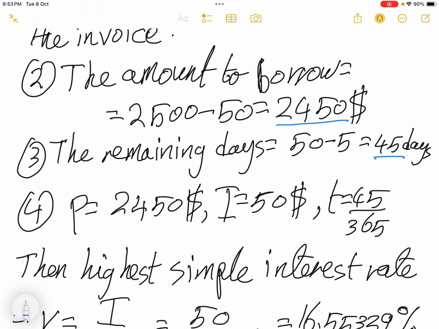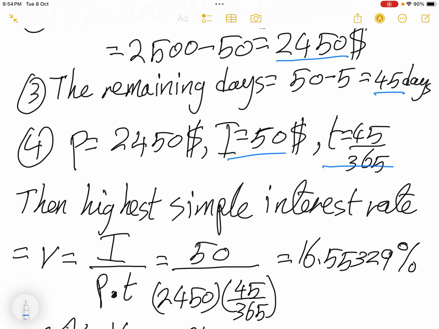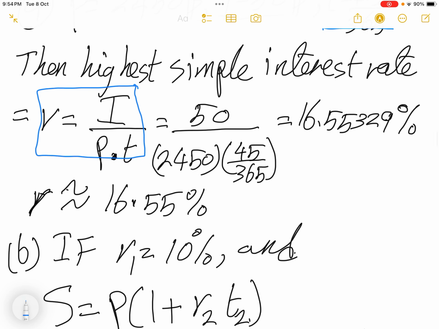B equal 2,450, I equal 50, T equal 45/365. Then the highest simple interest rate will be this. R equal I over B multiplied by T, which is 50 over 2,450 multiplied by 45 over 365, which is 16.555329%, which is 16.55%.